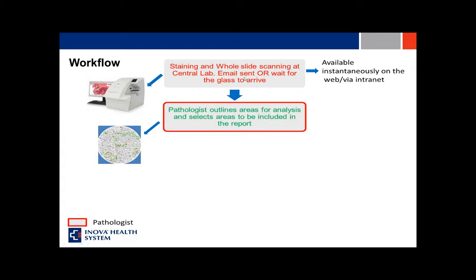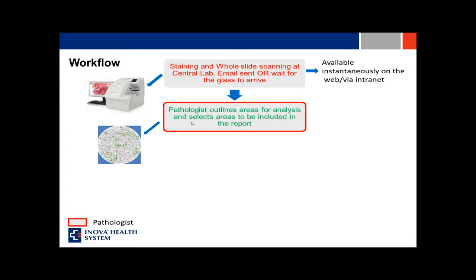The first step is staining. Once the pathologist sends the request in, staining and scanning is done at the central lab, and then email is sent to the pathologist, or they just wait for the glass to arrive. We have couriers going to the hospitals every hour, so it's a quick turnaround time. And once the slides are scanned, they're available instantaneously on the web. So even before the glass arrives, the pathologist has the image in front of them.